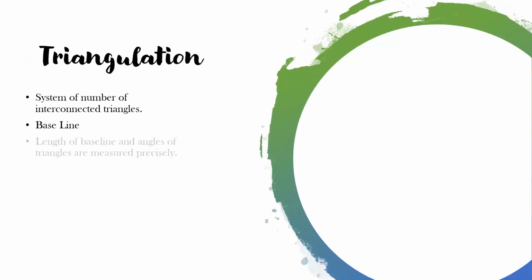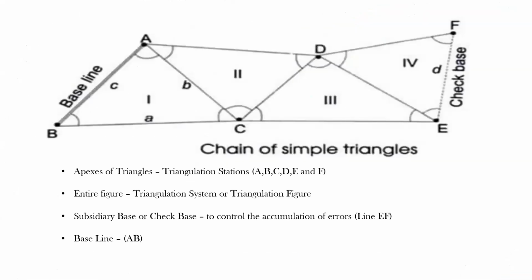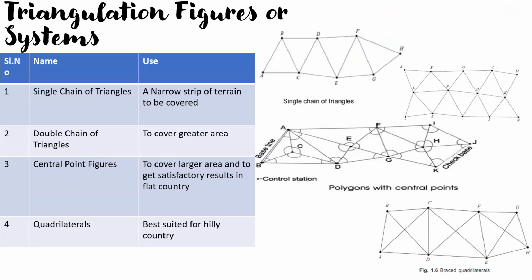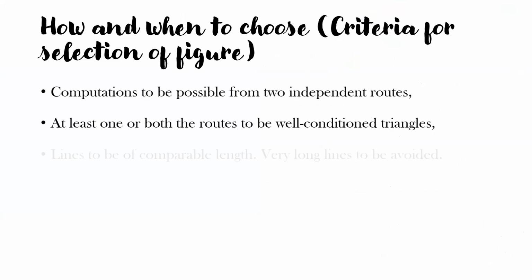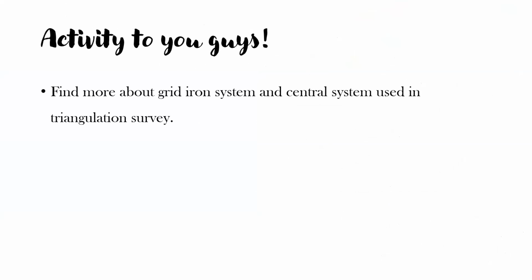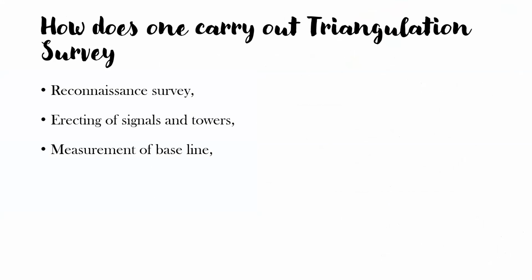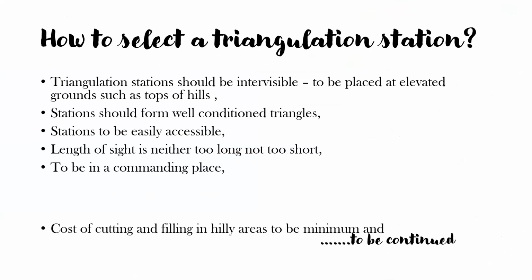Now we saw why we have to carry out triangulation survey, that is to say, the objects. We saw classification, various components indicating the classification, various figures associated with it, and criteria for selection of a figure. I hope you have found out what a gridiron system and a central system used in triangulation survey are. We also saw the various steps associated with carrying out triangulation survey, and we ended our session with how to select a triangulation station. Before going ahead, let me stop at this point.